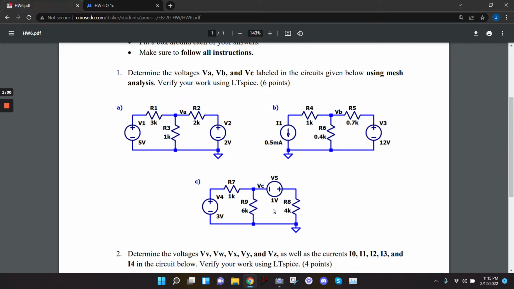So let me just clarify that when you do mesh analysis, you draw your loops. I guess nobody had any problems with A or B. At least the people that were talking in the group didn't have any problems with A or B. If you didn't have any problems with A, you shouldn't have any problems with C.